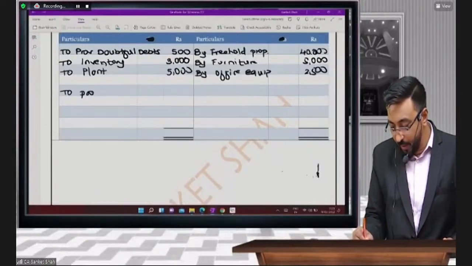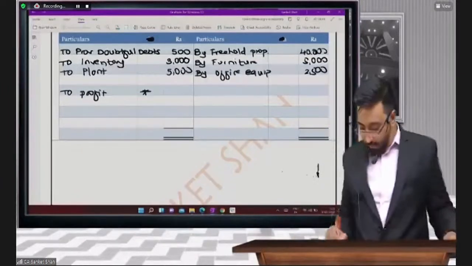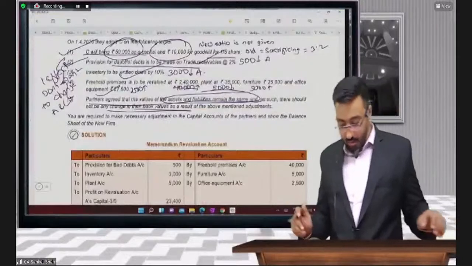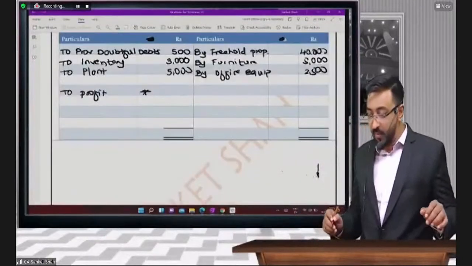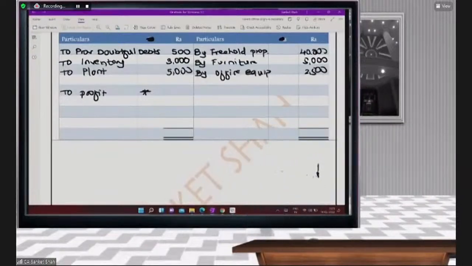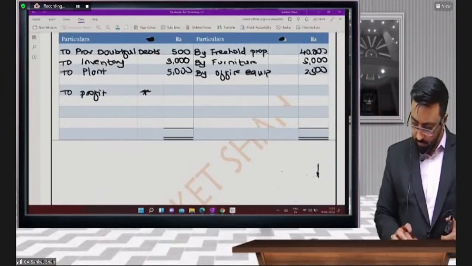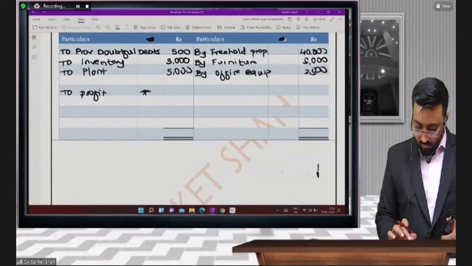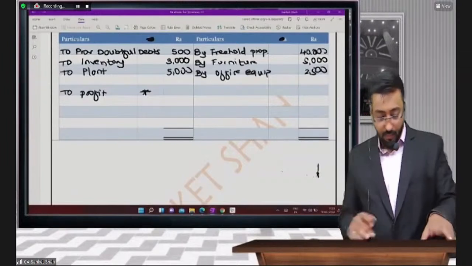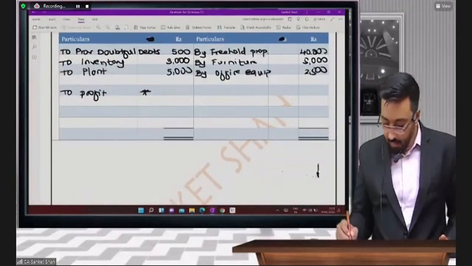So what is the profit balancing figure? Yes, now we have completed all adjustments. Chalo. Yes, tell me profit fast. Where is my calci? Yes. How much profit you are getting, beta? 39,000.